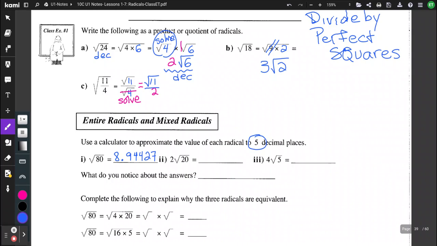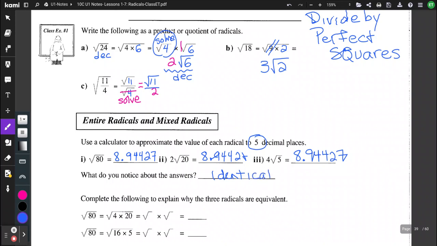So again, we're going to get the exact same answer. So this guy is going to give us 8.94427. And we're going to do the exact same thing. Go 4 square root 5. And we're going to get the same thing, 8.94427. So they are identical.